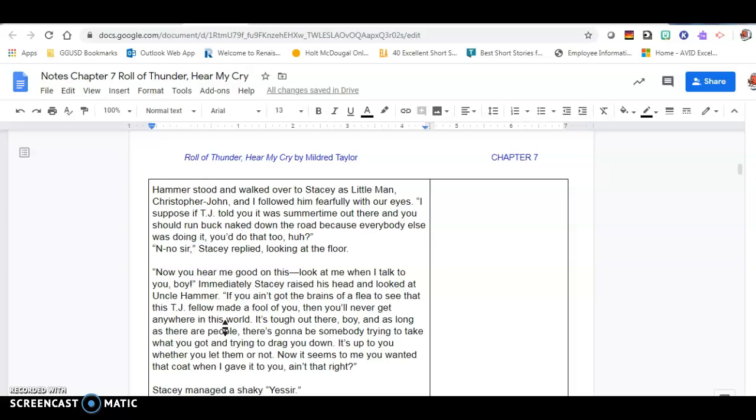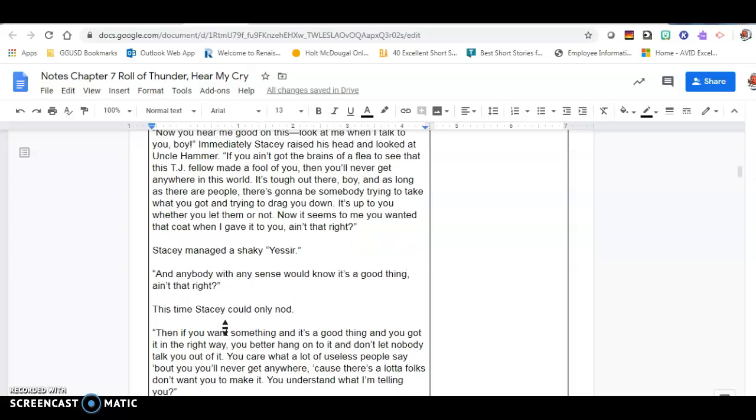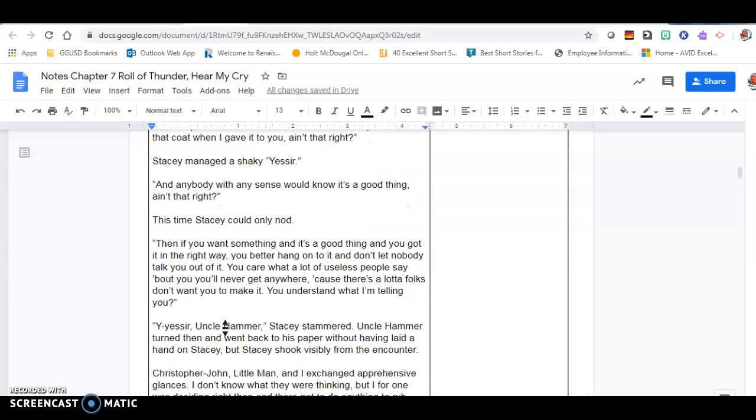"It's tough out there, boy, and as long as there are people, there's going to be somebody trying to take what you got and trying to drag you down. It's up to you whether you let them or not. Now, it seems to me you wanted that coat when I gave it to you. Ain't that right?" Stacy managed a shaky, "Yes, sir." "And anybody with any sense would know it's a good thing. Ain't that right?" This time, Stacy could only nod.